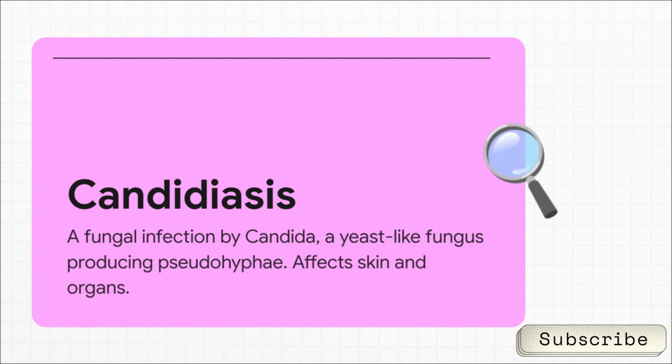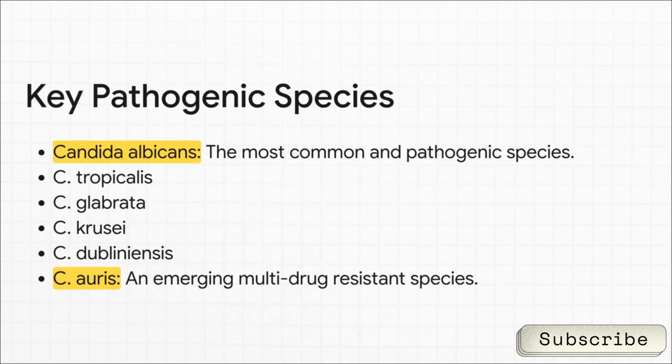This infection can be pretty minor, just on the skin, or it can be super serious, affecting internal organs. Now, Candida isn't just one thing. It's a whole family of species. The main villain, the one you'll see nine times out of ten, is Candida albicans. But you've got to know about the others too, and pay special attention to Candida auris. This one's a huge deal right now. It's an emerging superbug that's resistant to a ton of drugs, which makes it a massive clinical challenge and a really hot topic for exams.